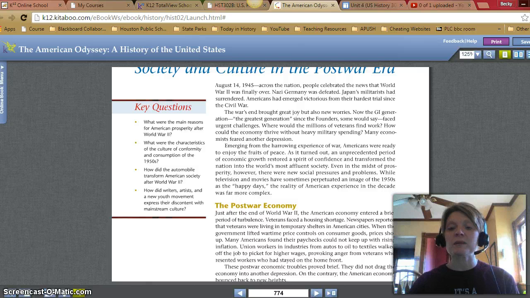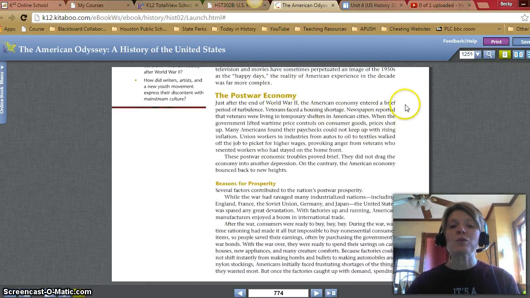The post-war economy. Just after the end of World War II, the American economy entered a brief period of turbulence. Veterans faced a housing shortage. Newspapers reported that veterans were living in temporary shelters in American cities. When the government lifted wartime price controls on consumer goods, prices shot up. Many Americans found their paychecks could not keep up with rising inflation.